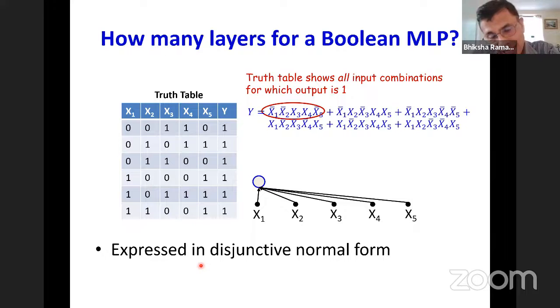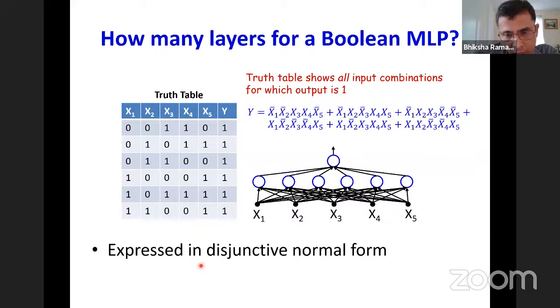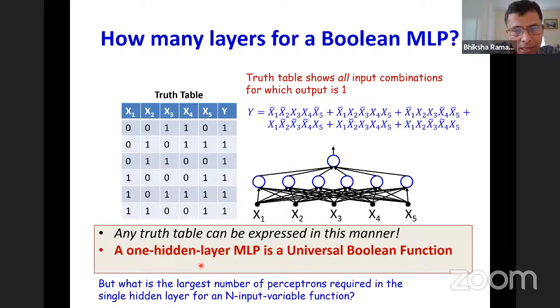But once I realize that it's a DNF formula, I can use threshold gates and compose a very compact network. So I use one perceptron for this first clause, one for the second clause, third for the third clause, fourth for the fourth clause, fifth for the fifth clause, sixth for the sixth clause, and one to OR all of them. And voila, I have a one hidden layer MLP that computes this Boolean function.